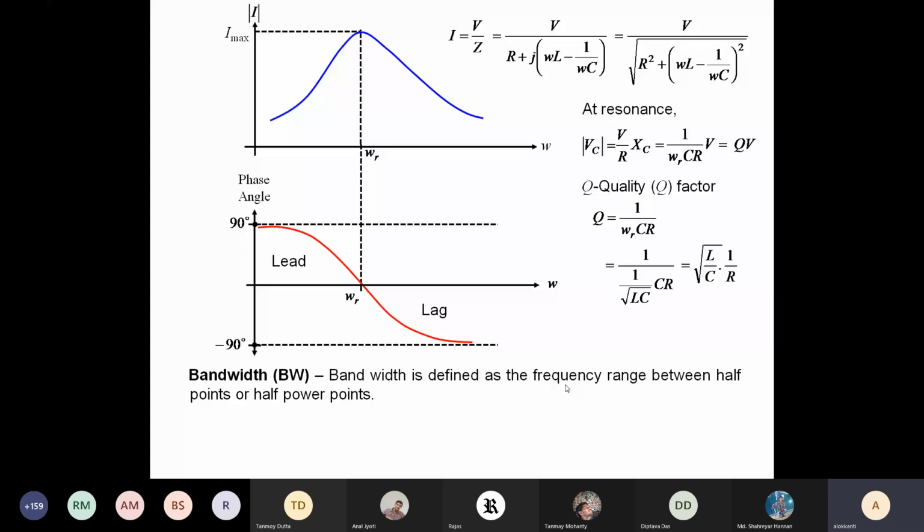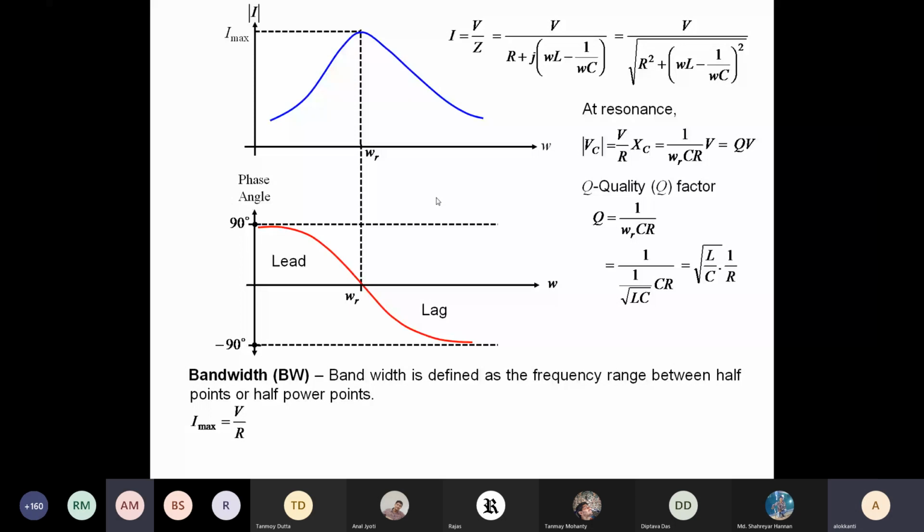Bandwidth is defined as the frequency range between the half power points, that is, the points where the power is half the maximum power possible. The maximum power is possible at resonance, where the current is Imax. The current is maximum, and Imax is V by R. So the maximum power Pmax is equal to V square by R.